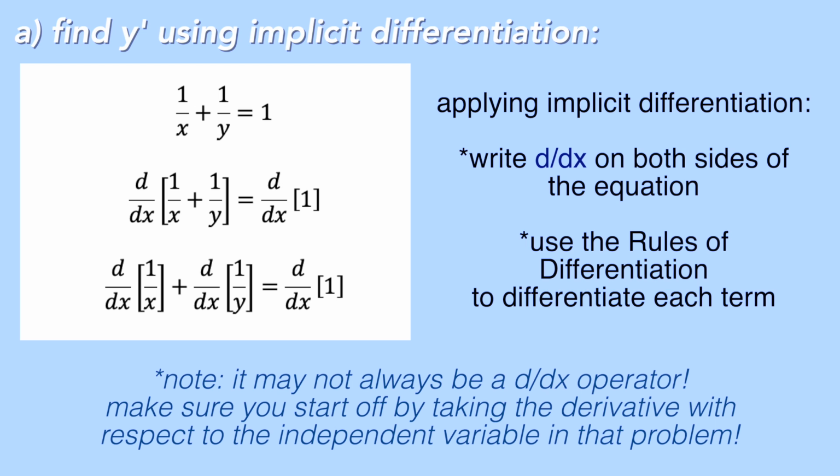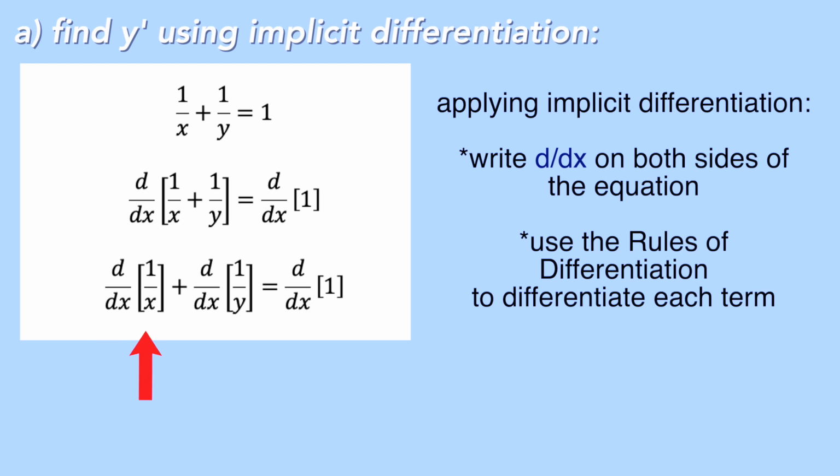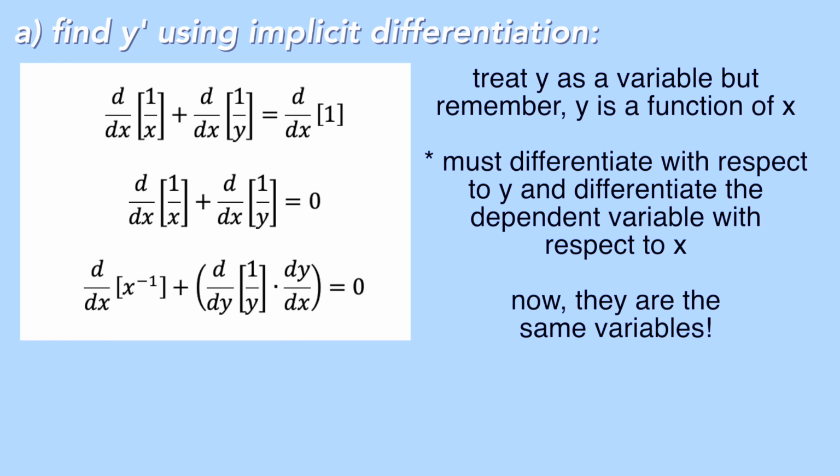Applying our rules of differentiation, we use that to differentiate each term. So here we apply the sum rule since f and g are differentiable functions. So now we have d by dx of 1 over x plus d by dx of 1 over y is equal to d by dx of a constant 1. Since the derivative of a constant is always equal to 0, on the right-hand side, d by dx of 1 is equal to 0.